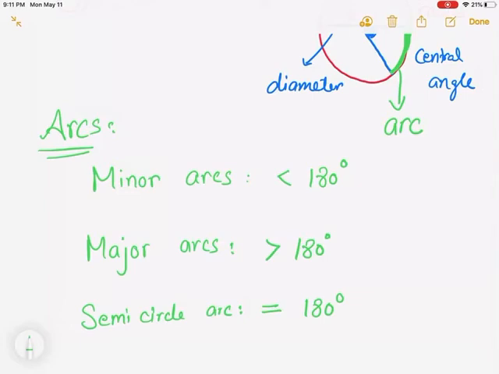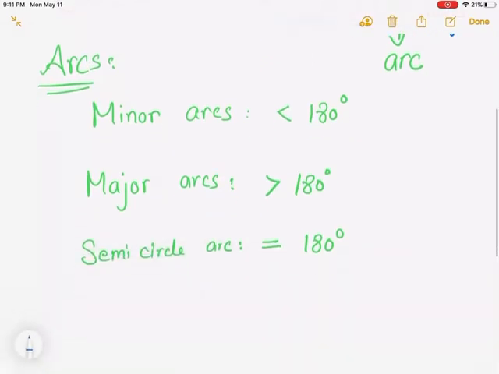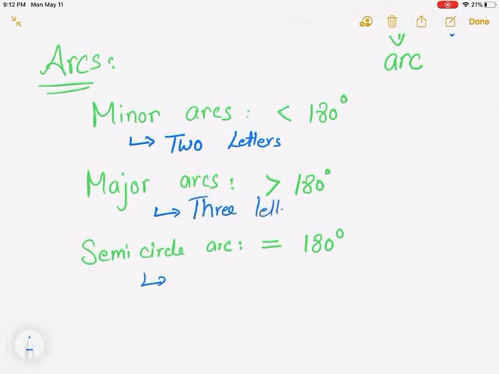Okay, how do we name each arc? Whenever it comes to a minor arc, we just use two letters. In order to name a minor arc, we need to use two letters. Those two letters are going to be the endpoints on the circle, like what letter you start at and what letter you stop at. So endpoints on the circumference. For major arcs and semicircles, we use three letters. Again, you just need the endpoints on the circle.